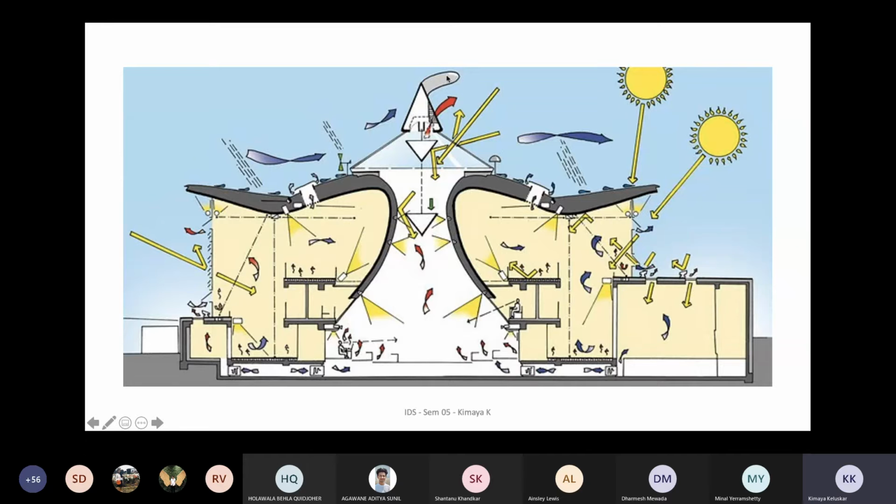And then they have the topmost cowl, which is there. So there is a windward direction that they have also shown, showing how the entire form works with the wind as well.